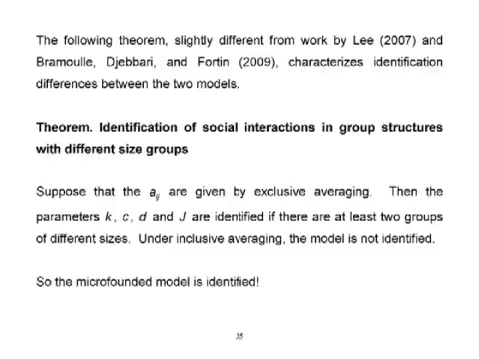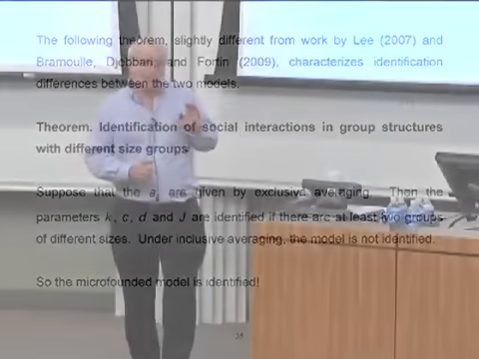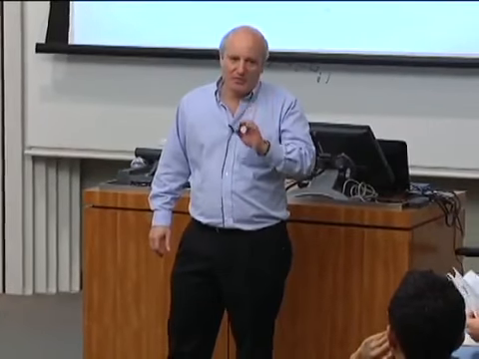Now, Hedwig has probably seen something like that before. Bryan Graham has an analogous result for a model where there are no contextual effects, and it's based on simply the covariance matrix of the y's. It turns out the idea of the group size being useful for identification is ubiquitous.